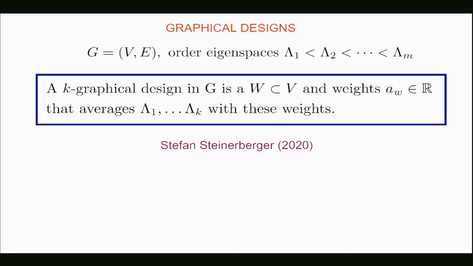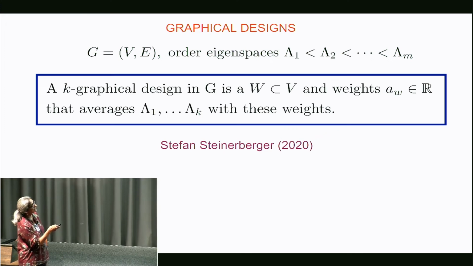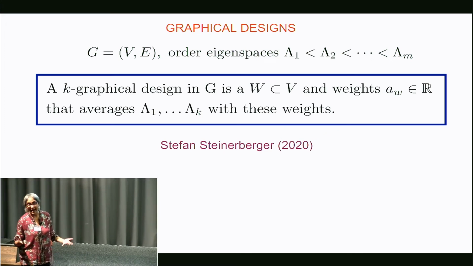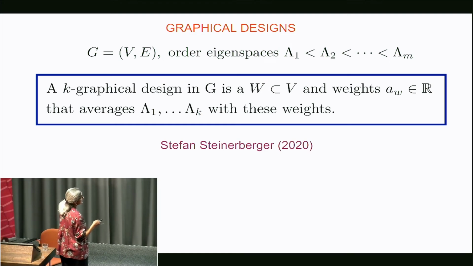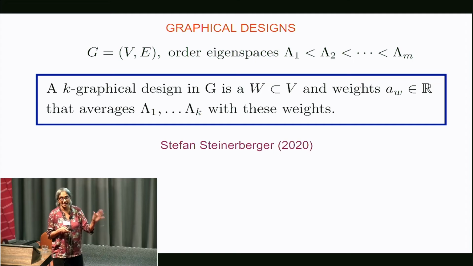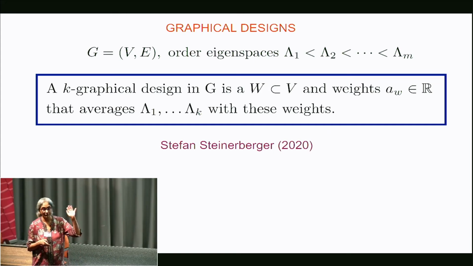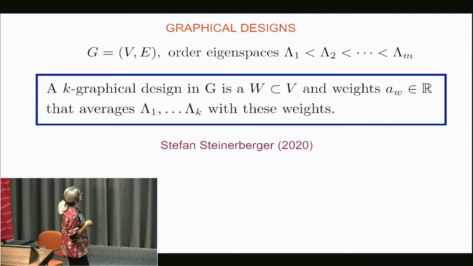So the definition goes like this. We start with this graph and we order the eigenspaces. These big lambdas are the eigenspaces, and let's assume that there are m distinct ones. The graph has n vertices, but there are m distinct eigenspaces. I'll always assume that the trivial one is the first one, but after that, you can put it in any order. For the most part, I'll do this in frequency order. Okay, so we order the eigenspaces.